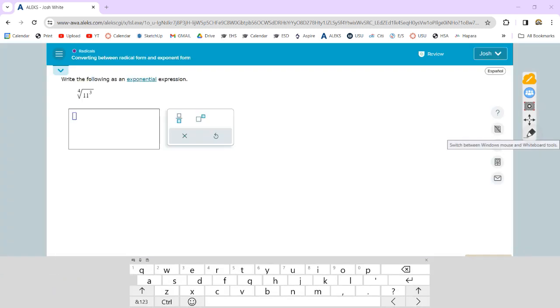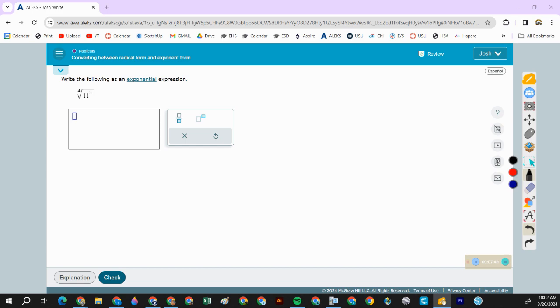All right. The 4th root of 11 squared, or 11 to the 3rd. The root becomes your denominator, and the exponent becomes your numerator. So this would be 11 to the 3/4. See how that works? This is the denominator, and this is the numerator.